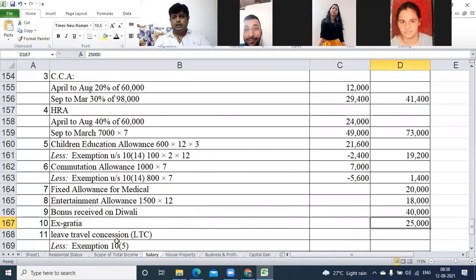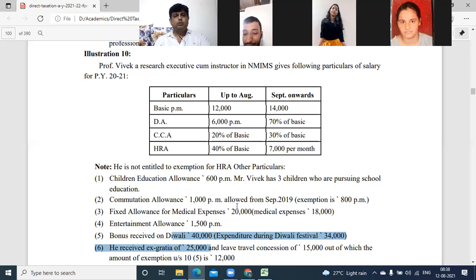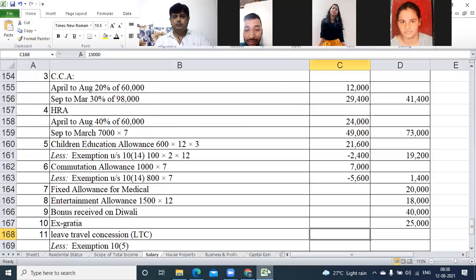Leave travel concession. How much is it given? Those who have done, just tally. No problem. Very good. 15,000 he got. Out of that, how much is exempted under section 10(5)? 12,000. Yes, it's not 10(40), it's 10(5). So how much will be taxable then? 3,000.